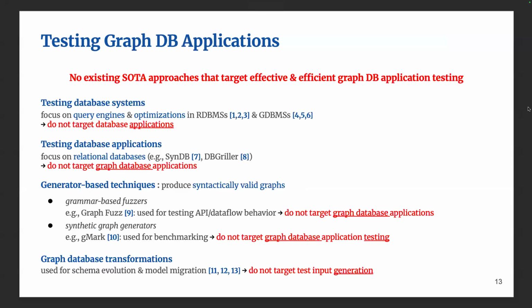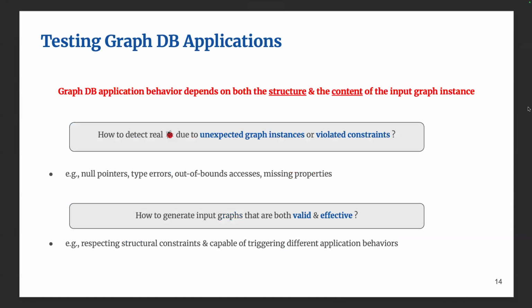So what is the state of the art? There's extensive work on testing, but particularly on graph database applications, there has been a gap in the literature. There's a lot of work on testing database systems, graph database systems, but not applications. For applications, work on relational, but not specifically on graph. And while there are grammar-based fuzzers that help with testing API behavior, and there are synthetic graph generators, no work has looked into how we can also ensure the effectiveness of these property graph test inputs that we want to feed to our testing tool.